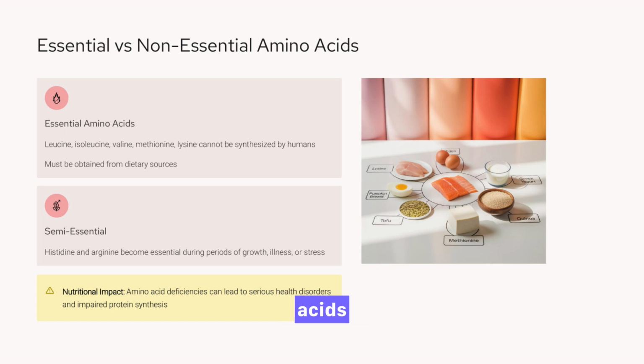Essential amino acids like leucine, isoleucine, and lysine are vital as they cannot be synthesized by humans and must be obtained through diet. Histidine and arginine are semi-essential, becoming crucial during growth or stress. Deficiencies in these amino acids can lead to health disorders and impaired protein synthesis.